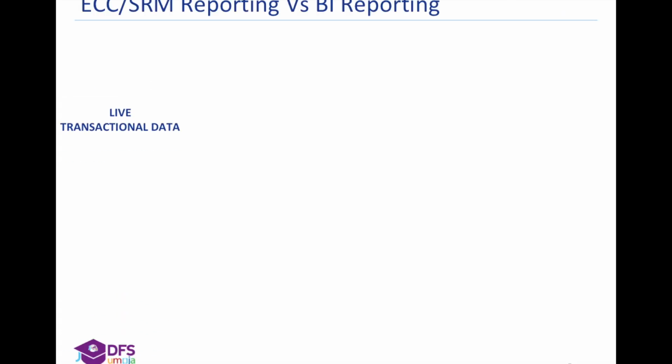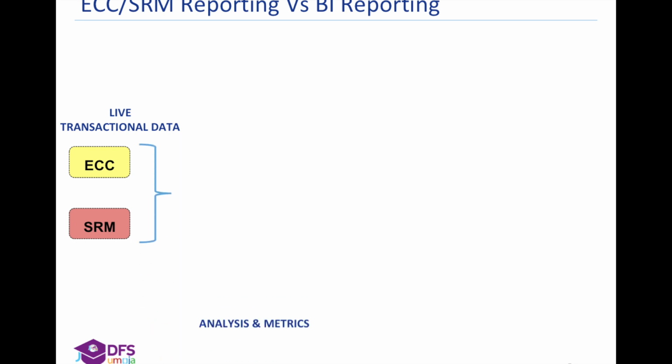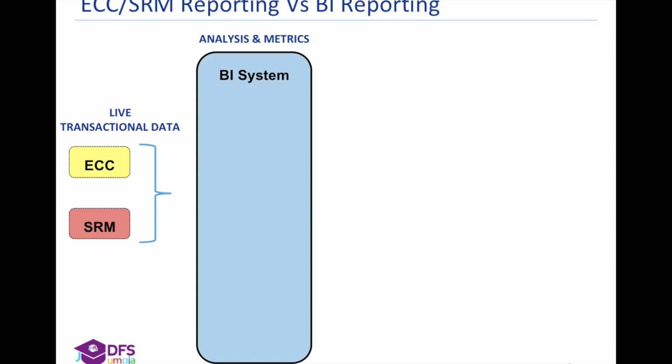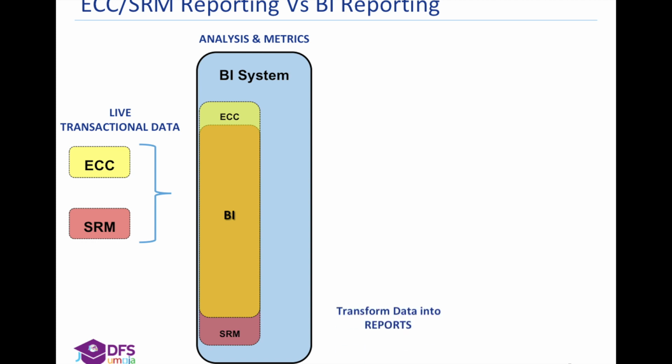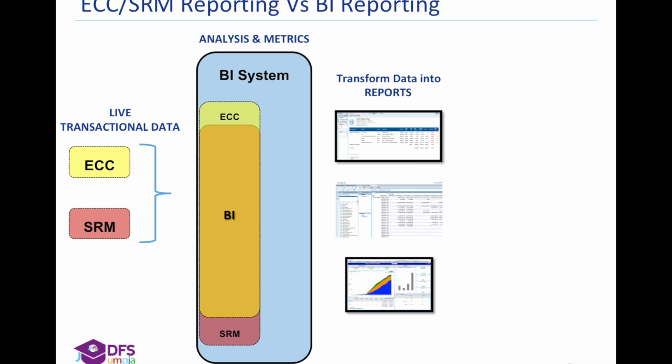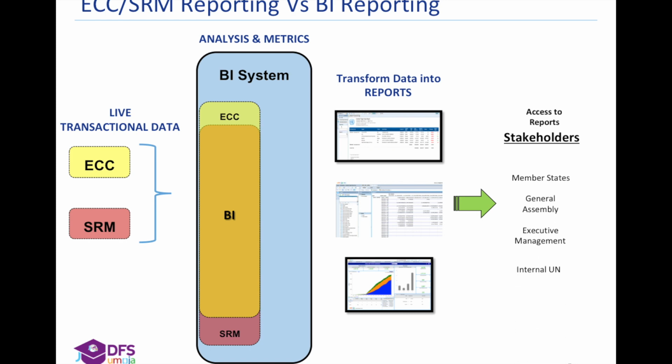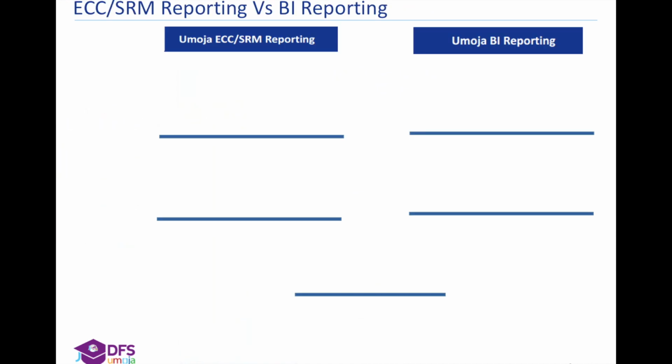Let's analyze the differences between ECC SRM reporting versus BI reporting. ECC and SRM is live transactional data. This live transactional data then is gathered by the BI system, as we can see here in the animation. And the BI system then transforms this data into reports. 3 different types of reports that we will review shortly. Of course, those who have access to these reports are stakeholders, for example, member states, General Assembly, executive management, or internal to the UN.